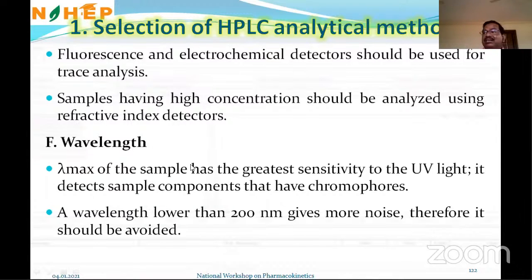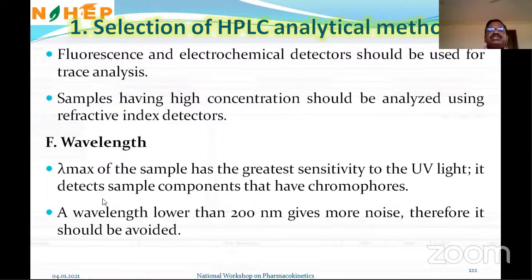Next, select the appropriate wavelength. So we have to estimate the lambda max of the samples. Lambda max is the wavelength at which there is the highest absorbance for a particular substance. A wavelength lower than 200 nanometers gives more noise, therefore it should be avoided.